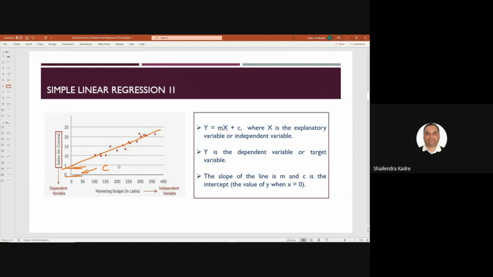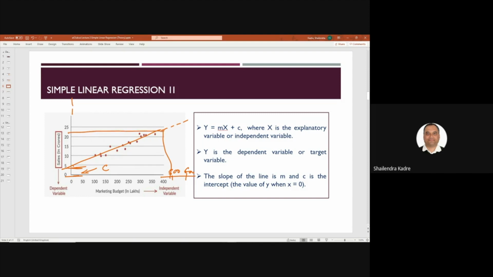Because this is also a machine learning algorithm. Why is it a machine learning algorithm? Suppose beyond a marketing budget of 400 lakhs, I do not have any observations. But I want the sales for a marketing budget of 500 and 600 lakhs also. So what will I do? I will simply extend this line. For 500, I will touch this line here and draw one horizontal line to the y-axis.